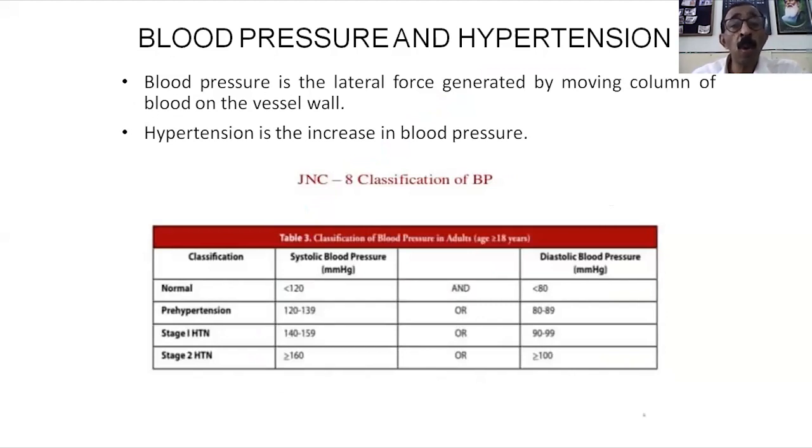The blood pressure, you know, is the lateral force generated by the moving column of blood on the vessel wall. We all know about this. And generally, as per the JNC8 classification of blood pressure, the normal is systolic less than 120, diastolic less than 80. Pre-hypertension is systolic 120 to 139, diastolic 80 to 89. Stage 1 hypertension is systolic 140 to 159 and diastolic 90 to 99. And anything more than 160 systolic or 100 diastolic is considered as stage 2 hypertension.